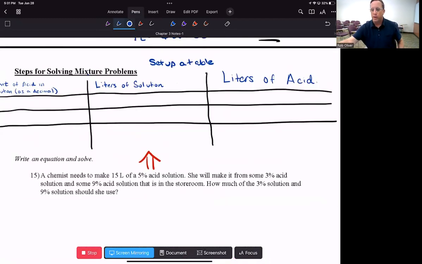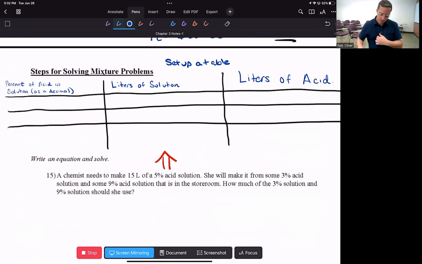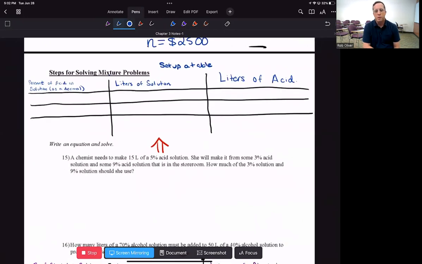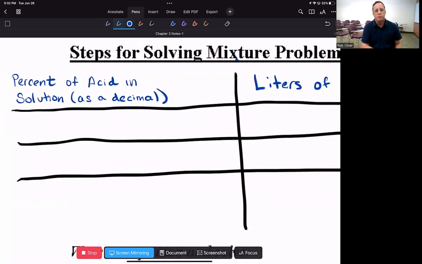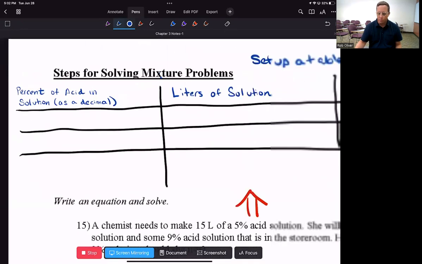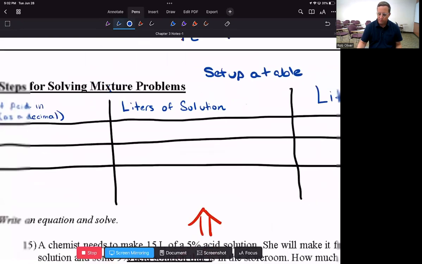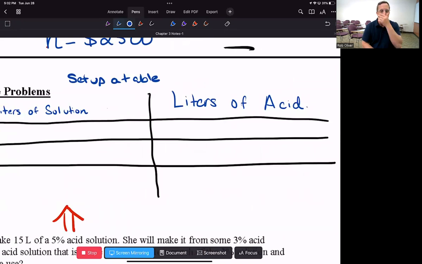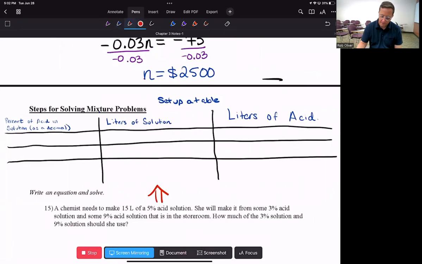All right, so for the mixture problems, what do we have? I want to make sure my notes are covered. The steps for solving a mixture problem are like setting up a table. Not that you have to set up a table, but a table does organize everything nicely. So I have this table already set up for you. Right here, we're going to label the percent of acid in the solution, written as a decimal. The second column is going to represent liters of the solution. And the third column is going to be the liters of acid, which is basically the product.